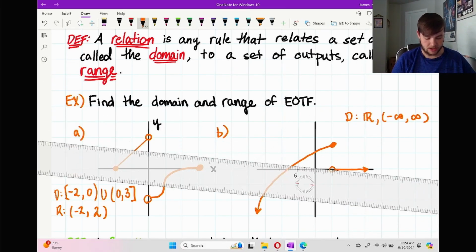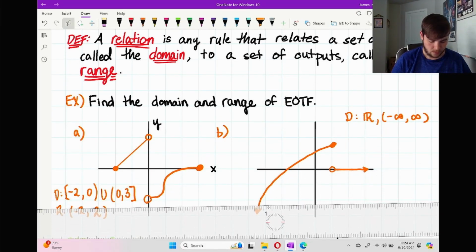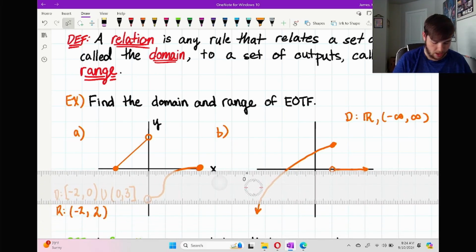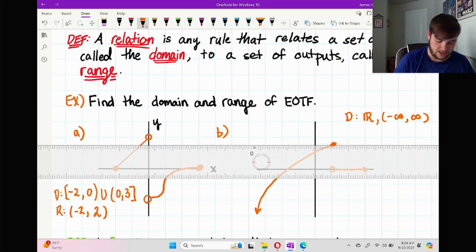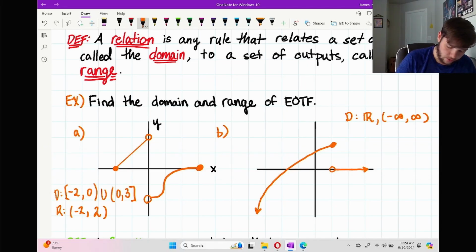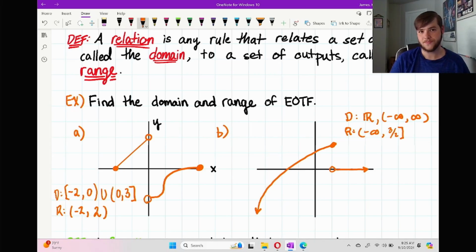For the range, similarly, everything below this picture is going to be included, and I know that based on this arrow down at the bottom. But as I move closer to the top, I stop here at around 1.5. So the range is going to be everything from -infinity up to 1.5 or 3/2, including the 3/2.